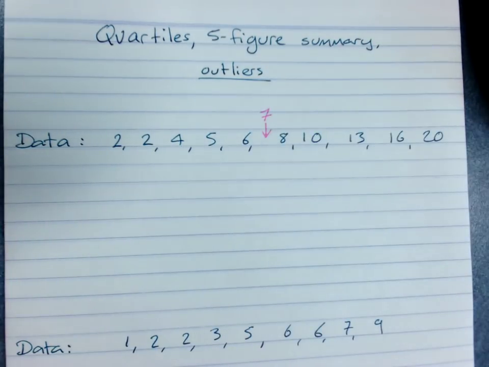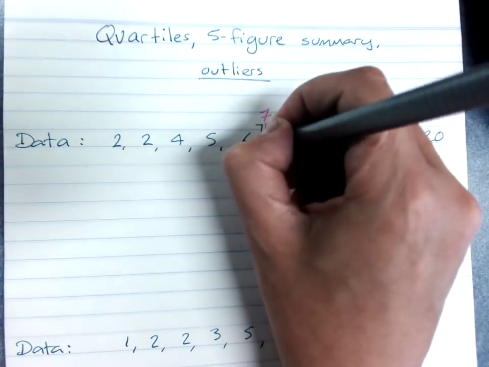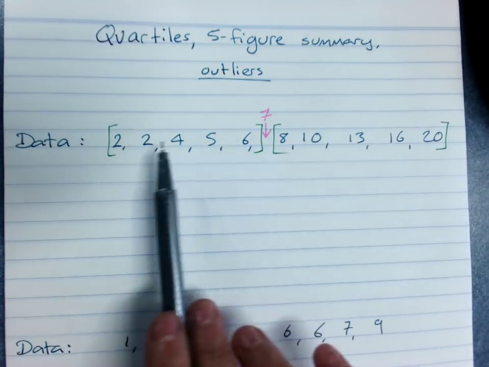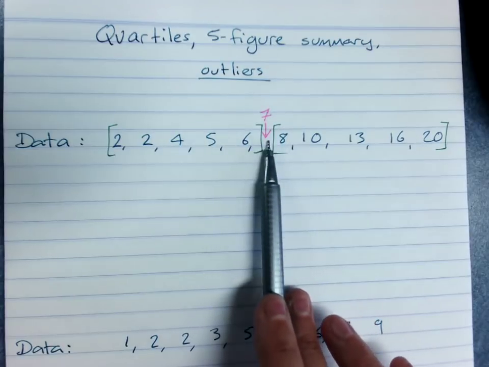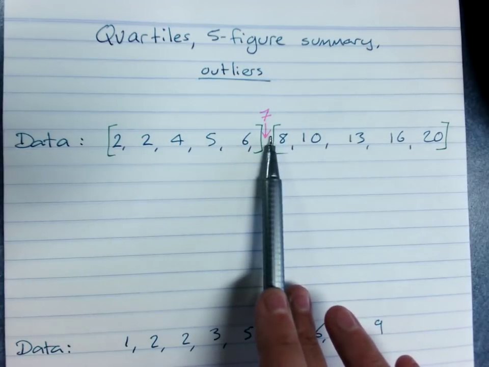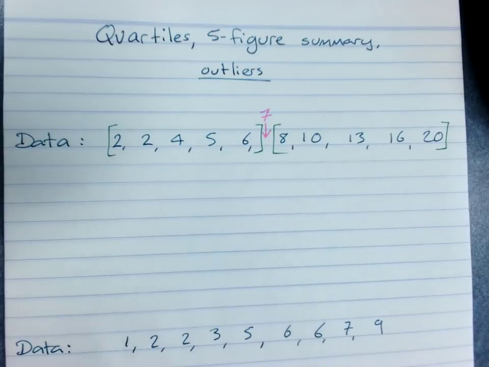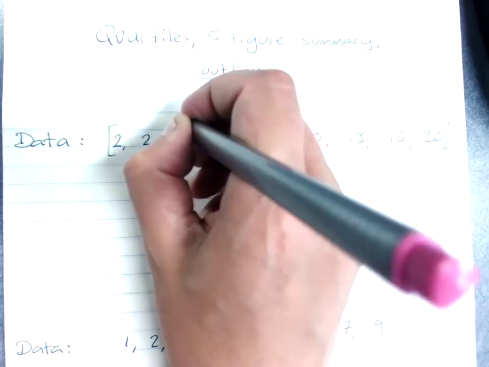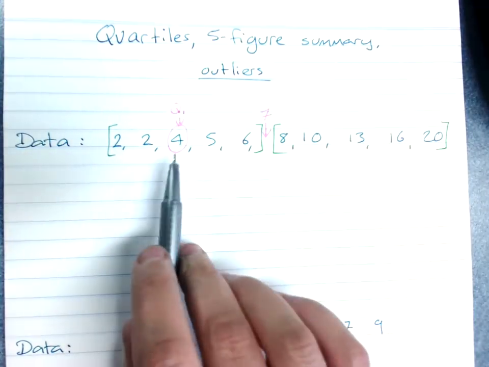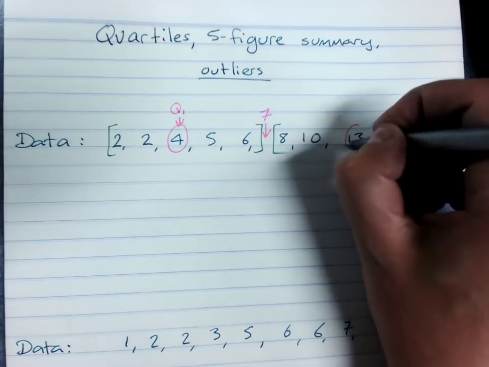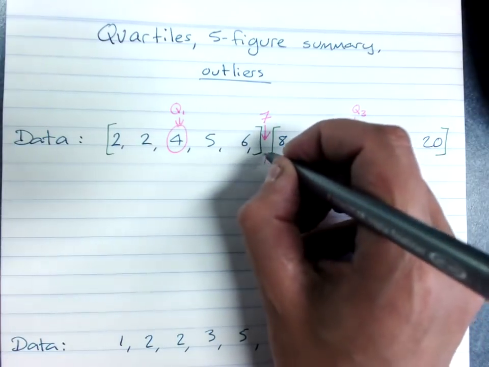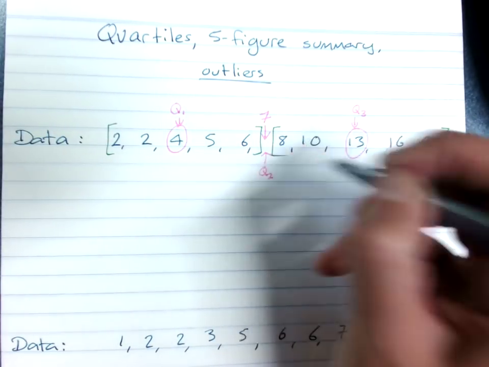Now what this does is it separates our data into a lower half and an upper half. Please note that since we have an even number of scores, the median is not one of the scores, and so it's not included in separating that into two halves. The quartiles are the median of the bottom half and the median of the top half. So here, Q1, the first quartile, is 4, and Q3, the third quartile, is 13. So that in fact means that the median is Q2.